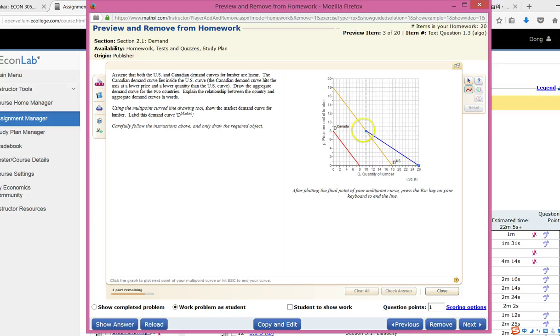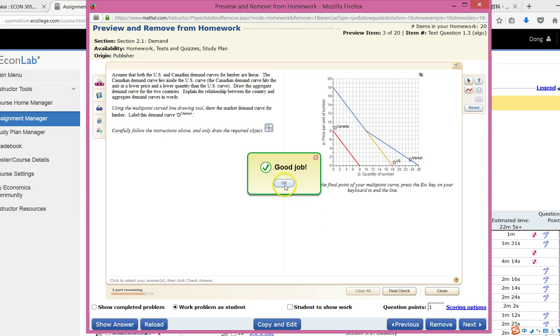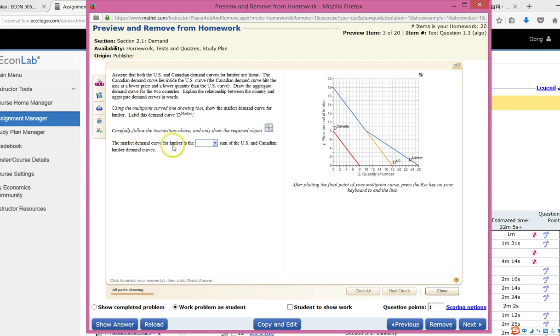And don't forget, as I just mentioned, the portion which is above 8. And that portion actually coincides with the US demand. Alright, so that's it. And this is the market demand. And let's check our answer. Good job. So the market demand curve for lumber is the horizontal sum of the US and Canadian lumber demand curves. Final check. We're done.